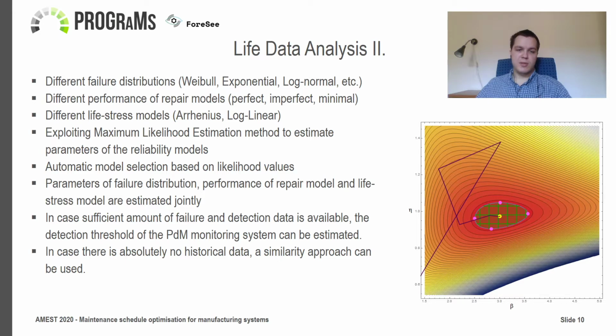In the program's MSO, the LDA tool has been developed in order to perform the model selection and parameter estimation. A wide variety of models are considered, including different failure distributions and life stress models. The parameters of these model components are estimated jointly. The maximum likelihood estimation method is exploited for parameter estimation, which can handle sensor data and also makes automatic model selection possible based on the likelihood values. The method can be used to estimate the detection threshold of condition monitoring systems as well, in case a sufficient amount of detection-related data is available.